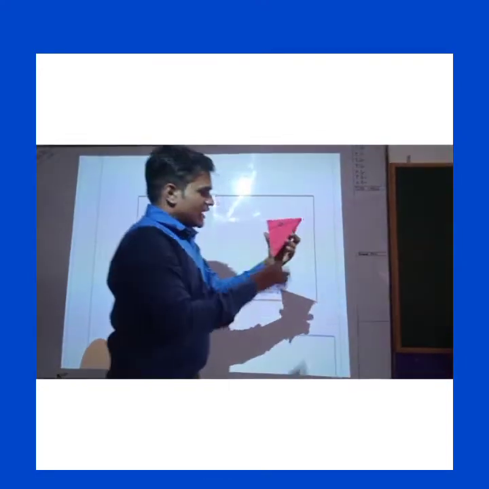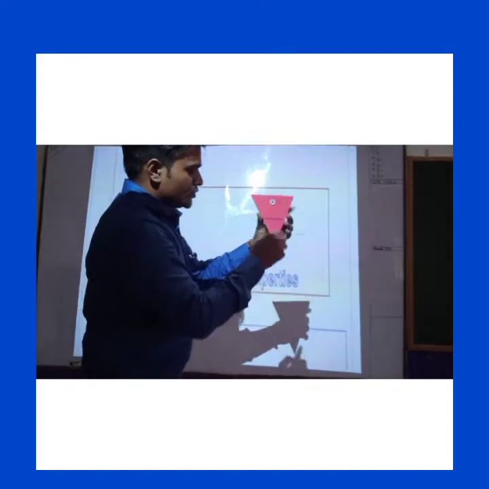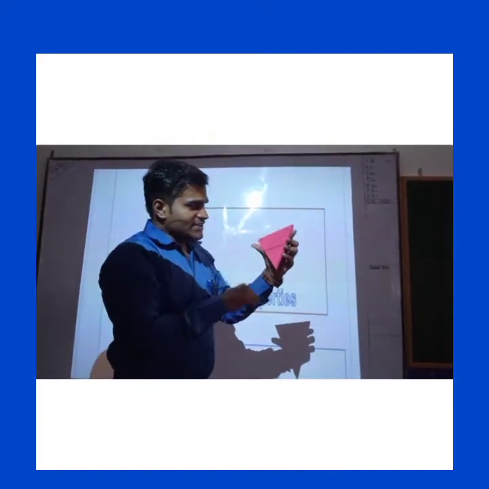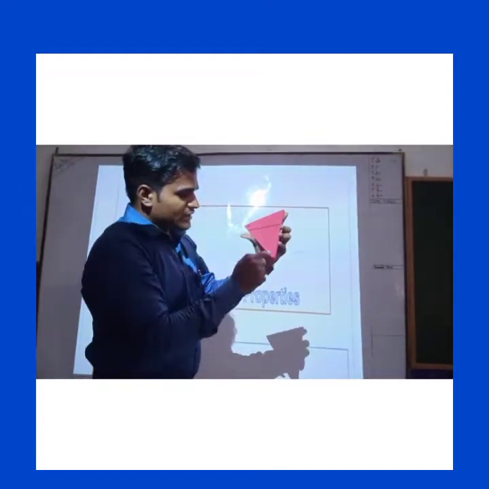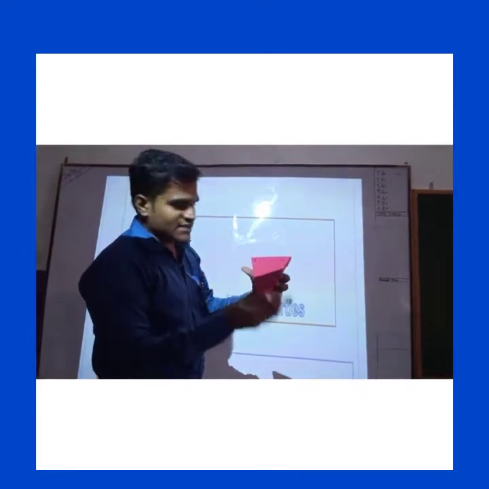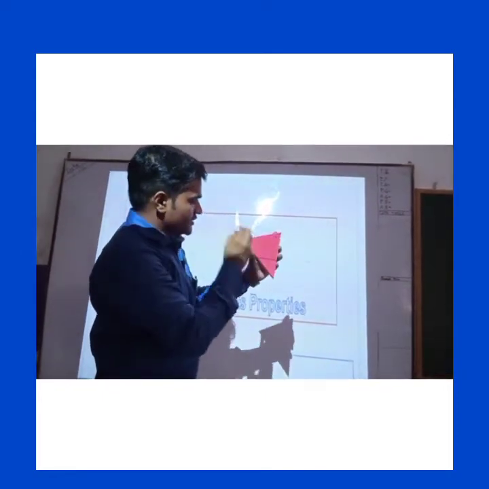So children, when we look there, how many sides are there? There are three sides, 1, 2 and 3. Okay, 1, 2 and 3 sides are there, and angles, 1, 2 and 3 angles. There are 3 angles as well as 3 vertices, 1, 2 and 3 vertices.